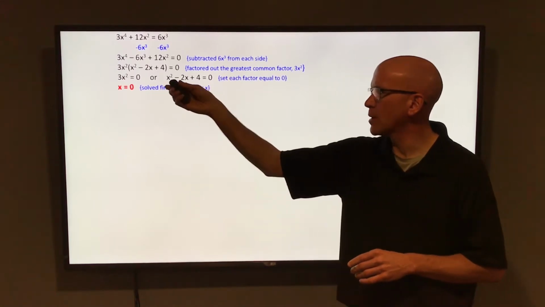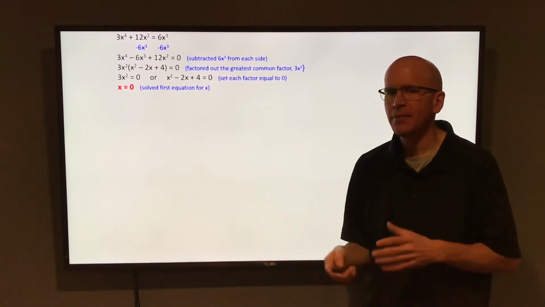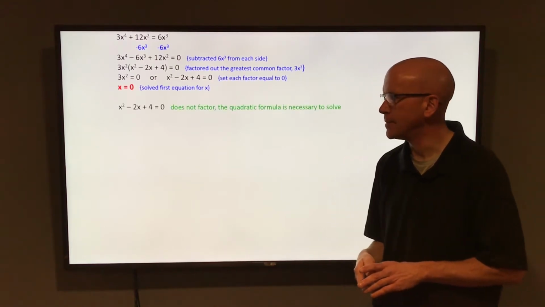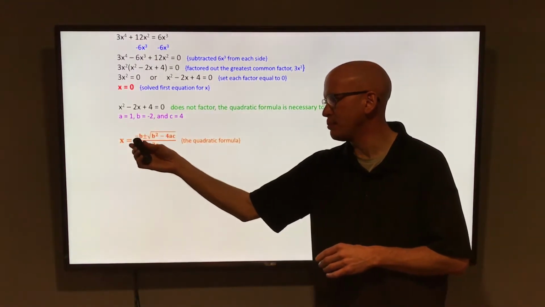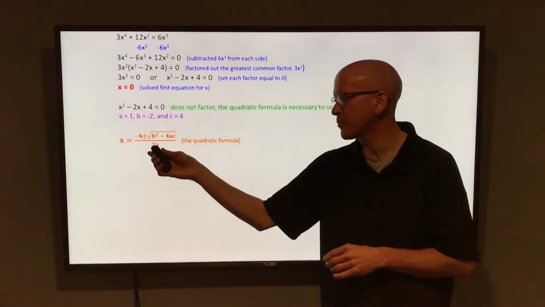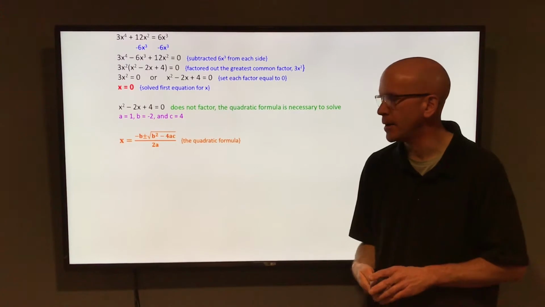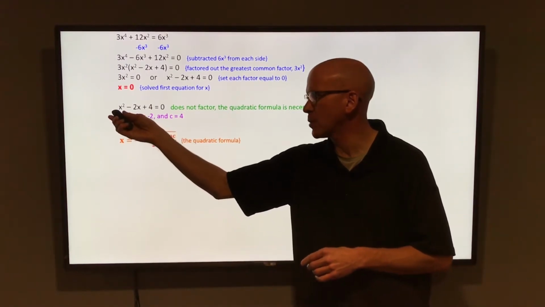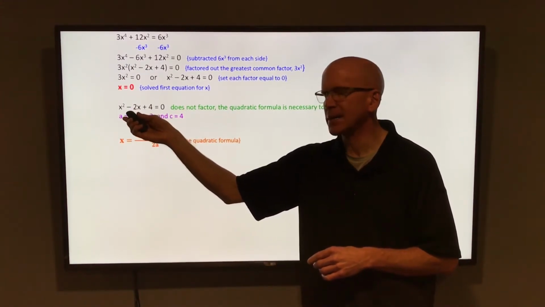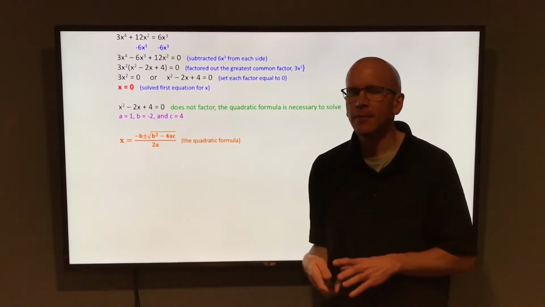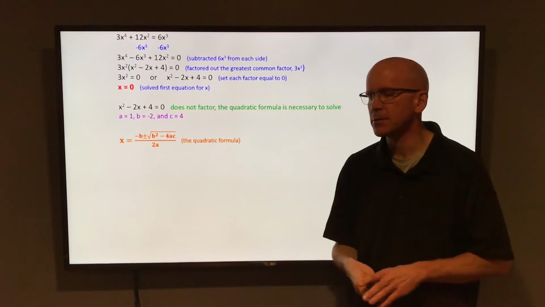Now with this x squared minus 2x plus 4 equals 0, that doesn't factor. And if it doesn't factor, you have to use the quadratic formula. So if you remember, the quadratic formula is negative b plus or minus the square root of b squared minus 4ac, all over 2a. To solve that for x, you must use the quadratic formula. A is the coefficient of x squared, that's 1. B is the coefficient of x, that's negative 2. And c is the constant term, the number without a variable, that is 4.